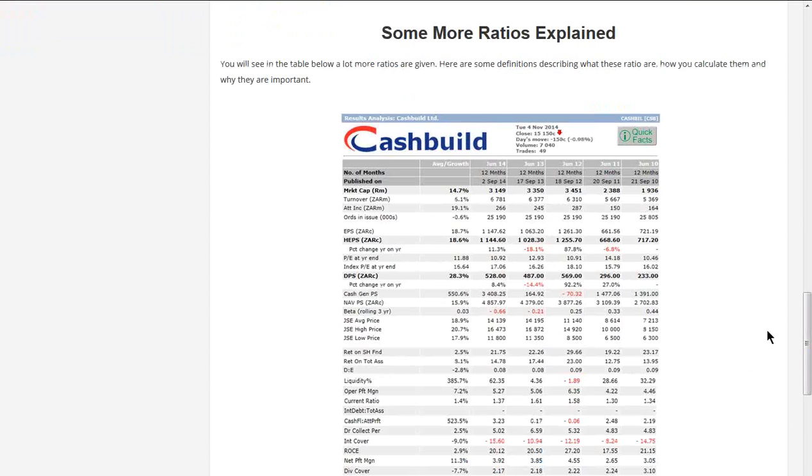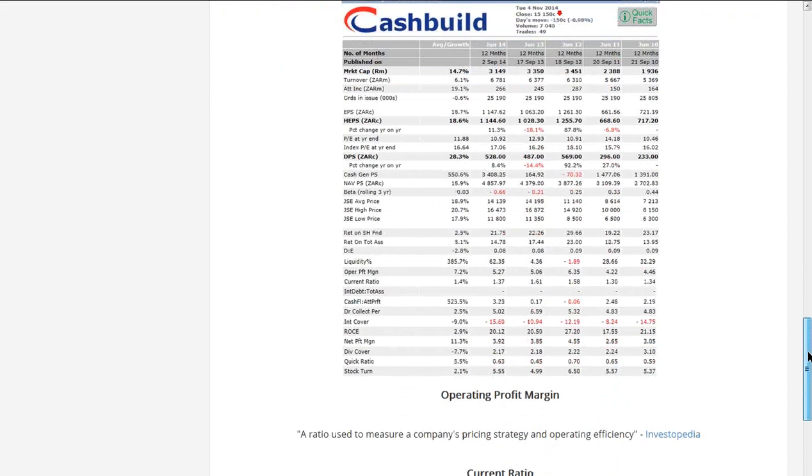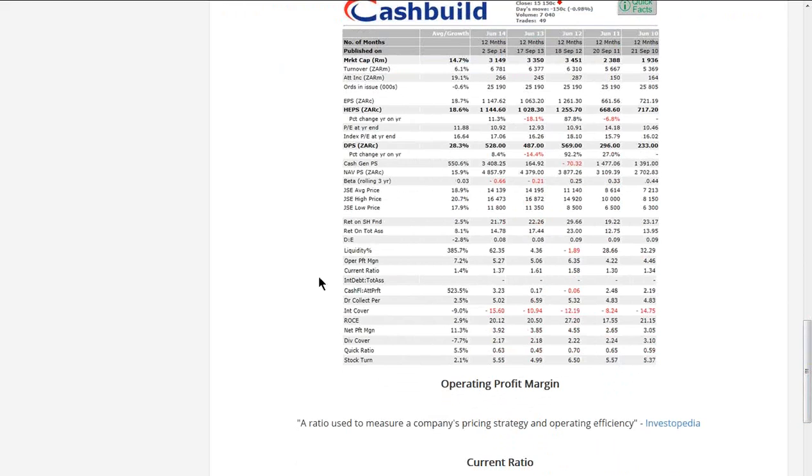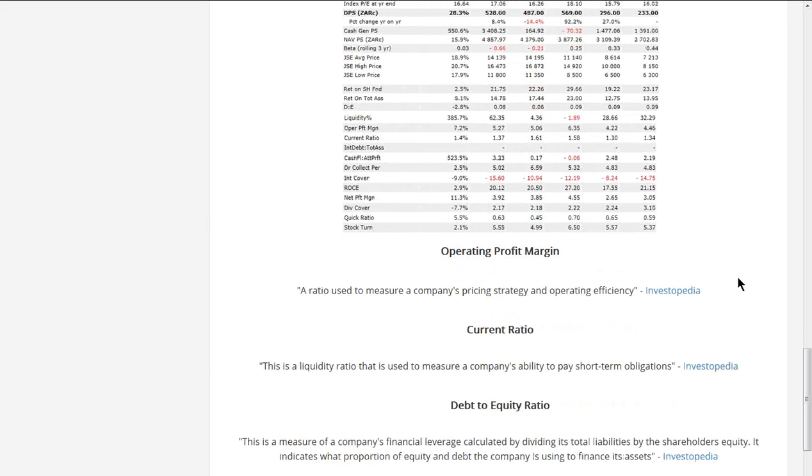If you look further, you'll see that there are some more ratios in the income statement, and you can have a look at them. We're not going to go into detail there, but there are things like the liquidity percentage, return on shareholder funds, return on assets, and quick ratios. You can have a look at that. One very good source is Investopedia. If you go to the Investopedia link, they explain most of these terms and ratios very well.